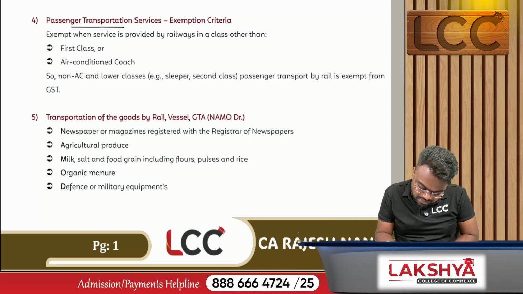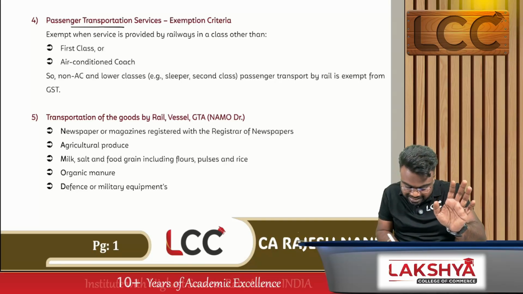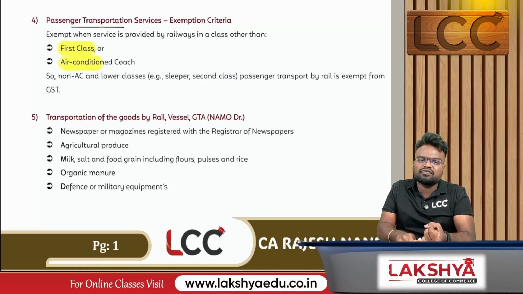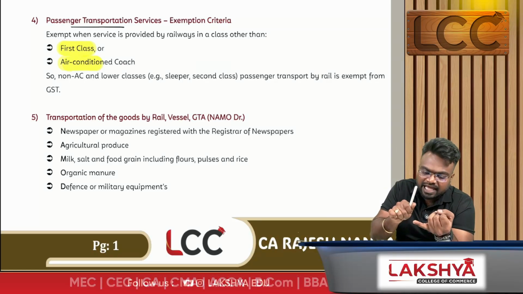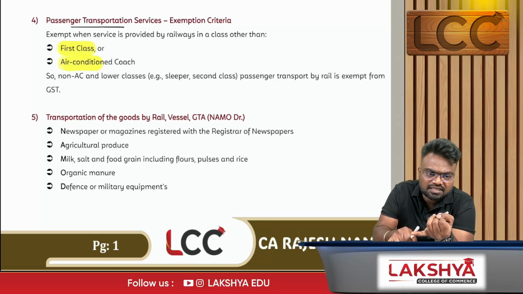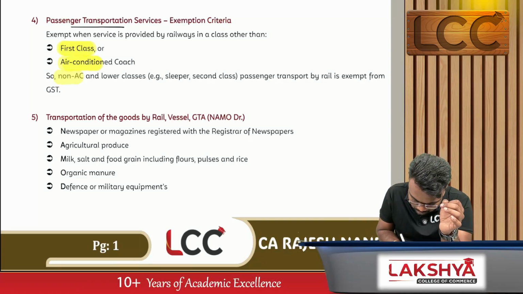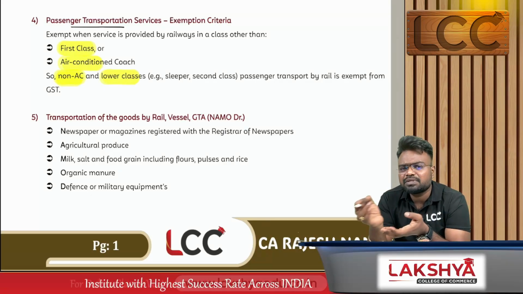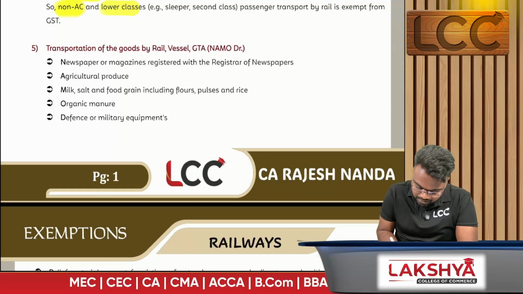Next, passenger transportation services. All the services provided by railways are exempted except first class and AC. So these two services are levied under GST. Any service which is related to first class or AC coach, then GST is levied. In case of a non-AC lower class, GST will not be levied. Example, sleeper, no GST.